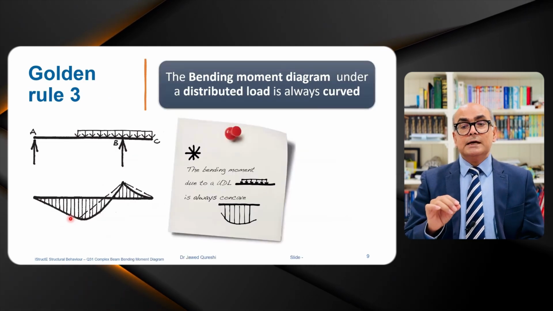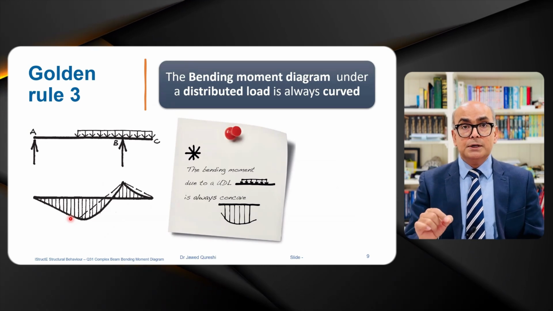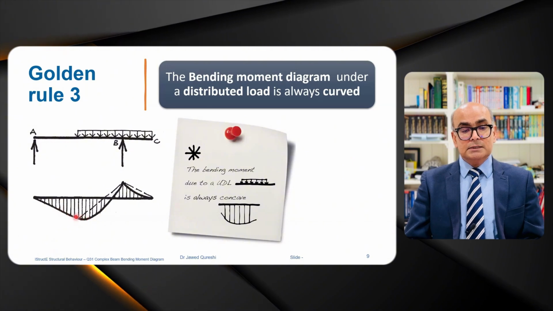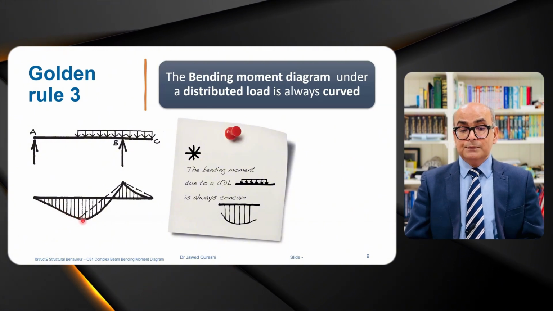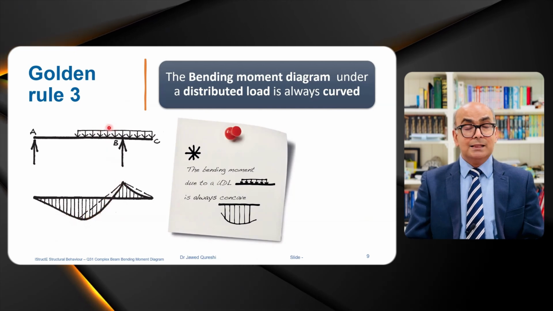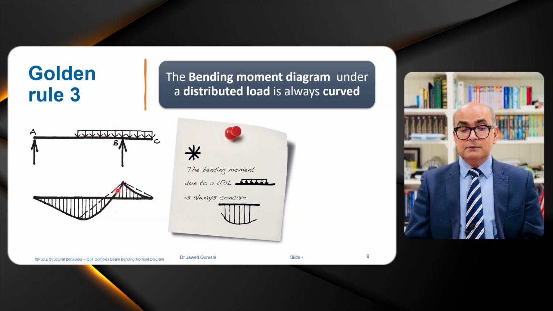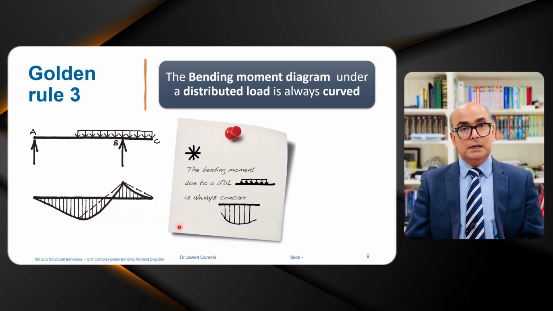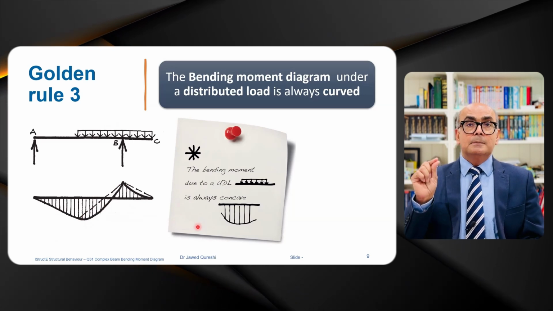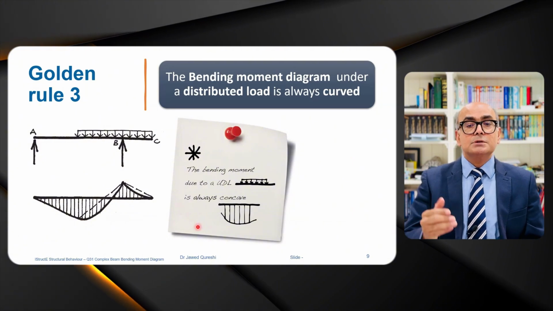The bending moment diagram under a distributed load is always parabolic or curved. Here you can see that it is straight up to this point, and then from here onwards, as you have UDL over here, the bending moment diagram is curved. It is not a straight line. So remember, for distributed load, bending moment is always curved. The diagram is always curved.